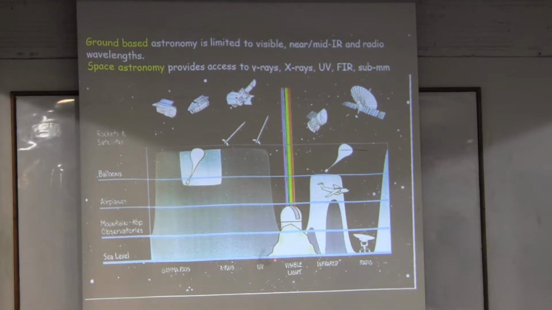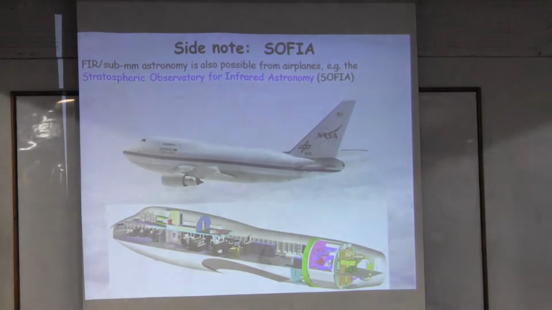But then if you go to the UV and X-rays, it's actually quite fortunate that the atmosphere will take the X-rays and gamma rays. But that means you really have to launch instead.